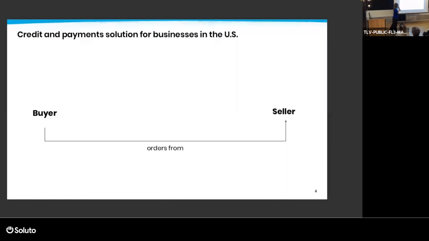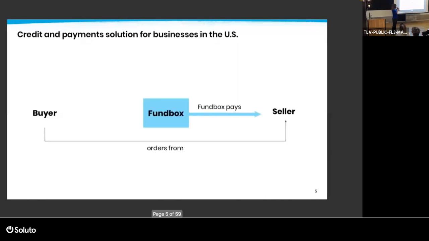So you have a buyer. We're a B2B company. So your buyer might be a retailer, let's say Jimmy's Hats. And your seller would be the wholesaler. So let's call them hats wholesalers. And the buyer needs to order from the seller, and then Fundbox comes and pays the seller. Our real value prop here is that we are handling the problem of net terms, of shotef plus.